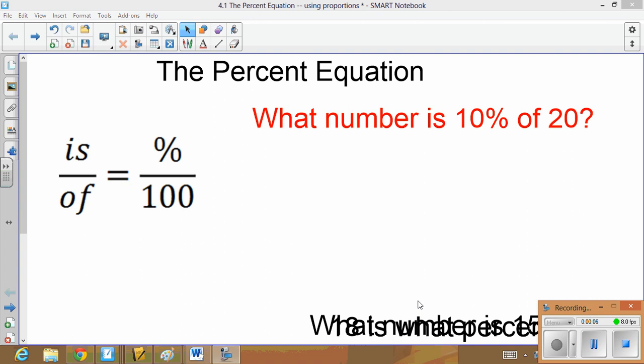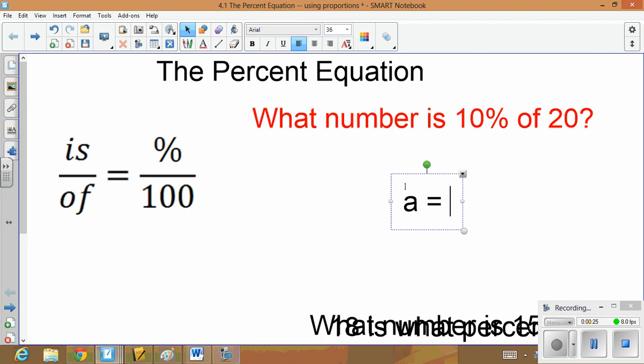This is part 2 or an extension of what we've done with video 4.1 already. I just want to show you another way to solve the problem that we have in front of us. What number is 10% of 20? The way I've shown you so far is using the percent equation. A equals P times W, where A is the part, P is the percent, and W is the whole.